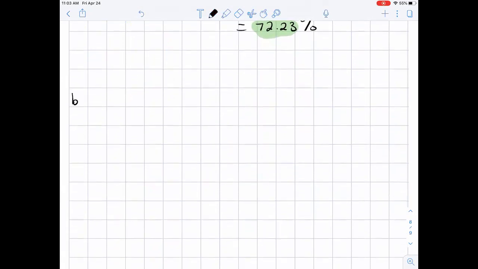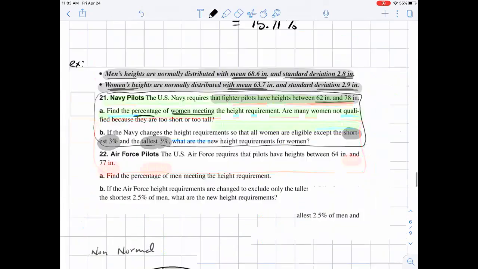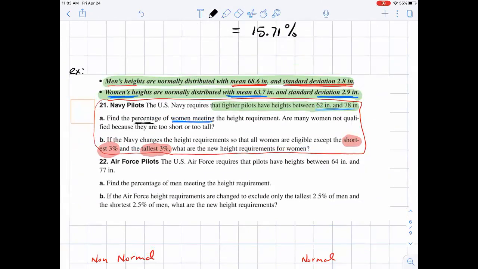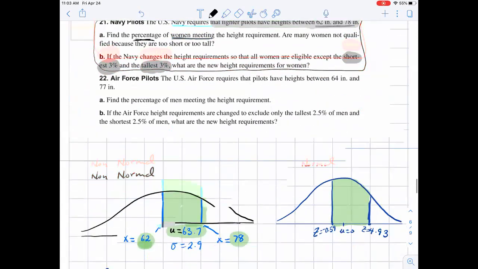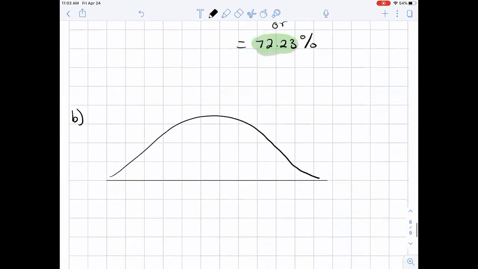For part B, now we have a graph, and the Navy will change it so that all women are eligible except the shortest 3%. The shortest 3% will be somewhere over here, and the tallest 3% will be somewhere over here. Do you agree? So this is 3%, this is 3%.